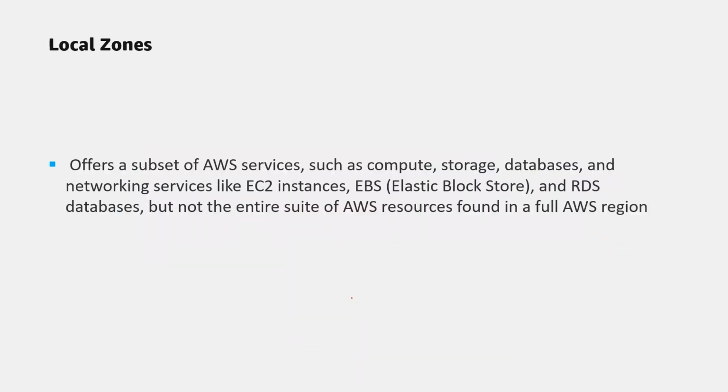All right, so that's local zones. Now, as we mentioned earlier, it offers a subset of AWS services. Not all services run on local zone. So if you want a certain service that is not available on local zone, this local zone is connected to the parent region, say for example in North Virginia, so that you'll be able to utilize that from the parent region. Okay.